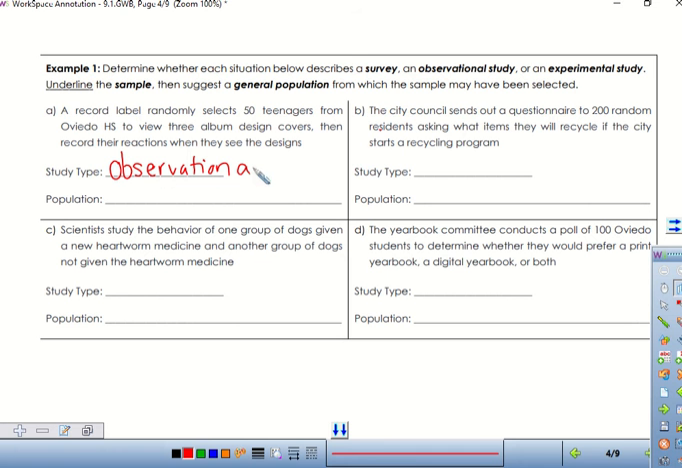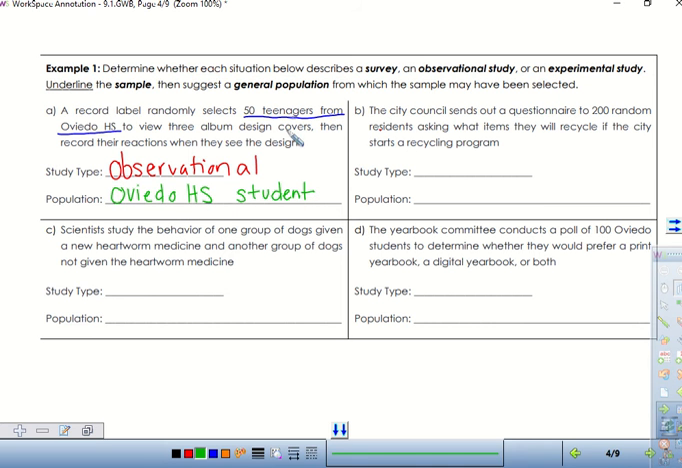So this is observational. And the group of the sample that we're taking is 50 teenagers from Oviedo High School. That's going to be our sample, okay? Now, the population is basically what's the broader population that we picked the sample to study? Oviedo High School. Good, Oviedo High School, specifically students.